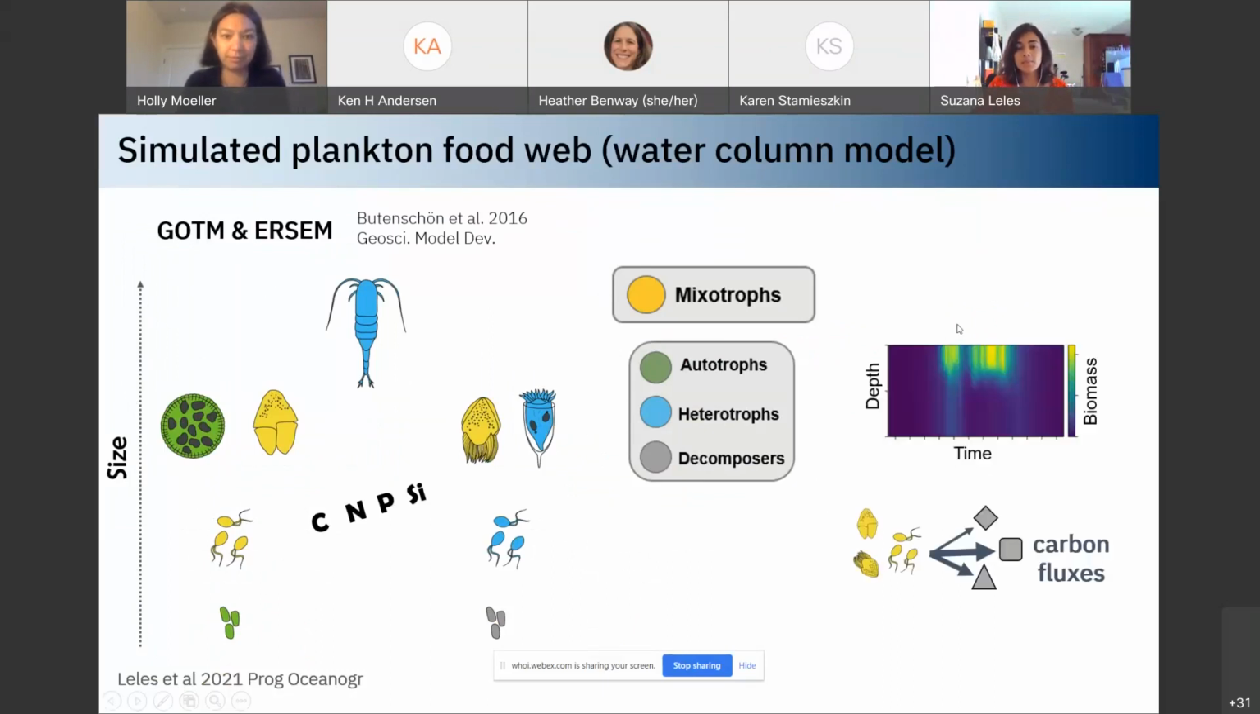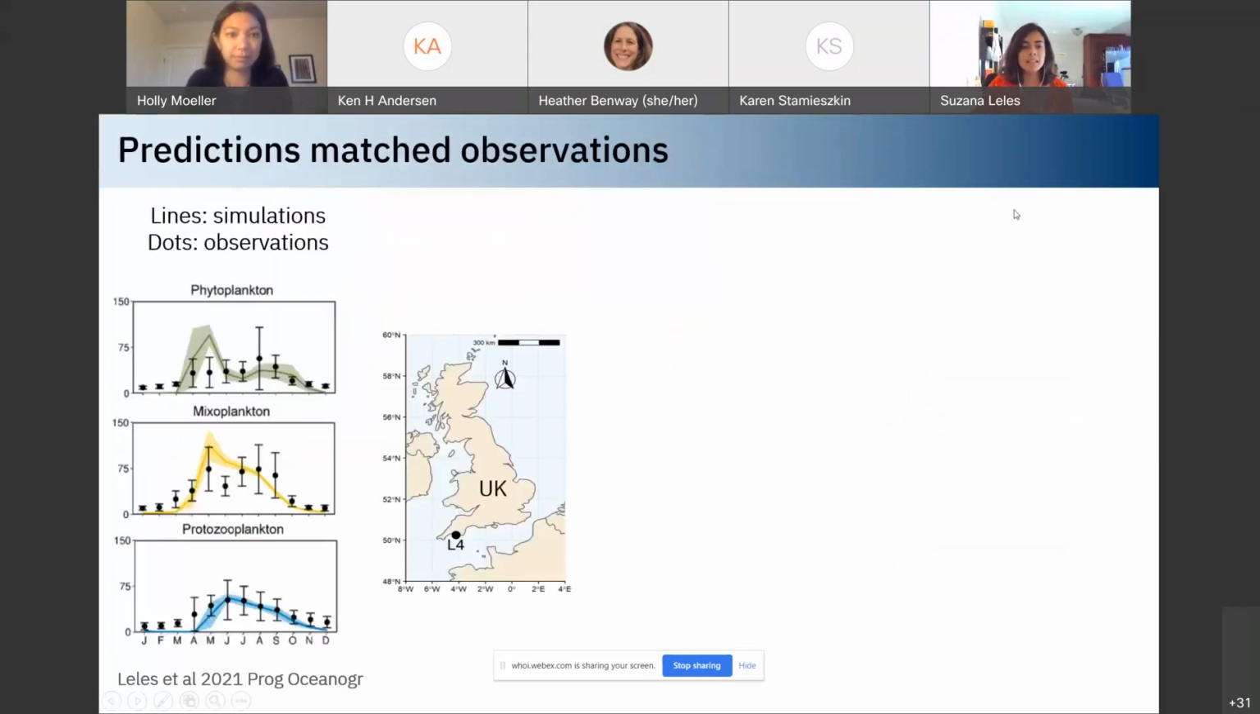And we then couple this model with a 1D model of the water column, and we investigate how these different types of mixoplankton will impact different carbon fluxes in our model. So these are some results for our validation. Basically, we use data from a monitoring station in the Western English Channel.